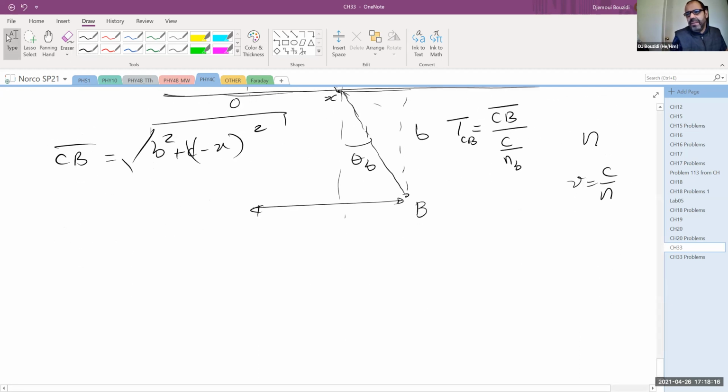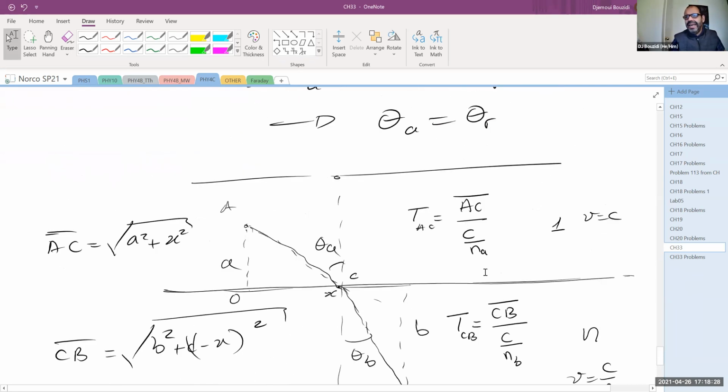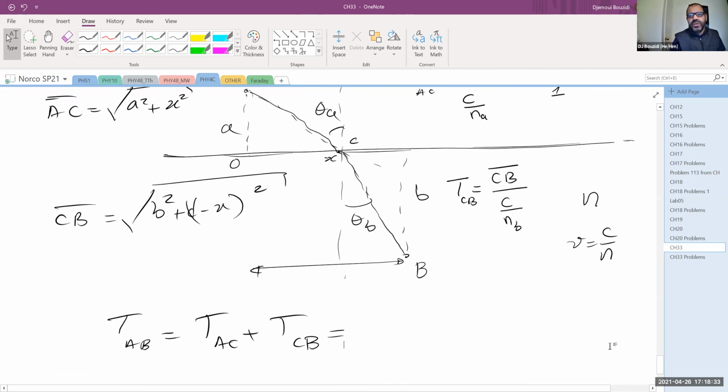So the total time now to go from A to B is actually equal to the time to go from A to C plus the time to go from C to B. And that is equal to, if I divide by a fraction, I have to multiply by its reciprocal. So NA will go upstairs. So I'll have an NA times the distance AC divided by the speed of light, plus NB again comes out to the numerator times the distance CB divided by, I'm sorry, the speed of light.